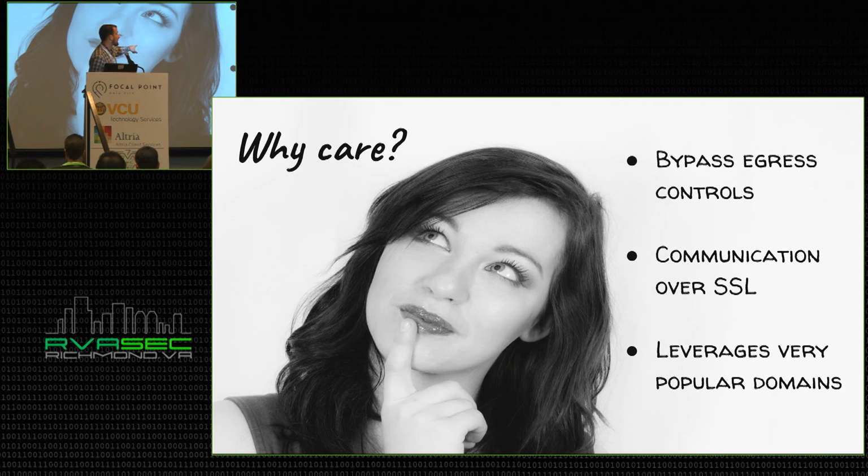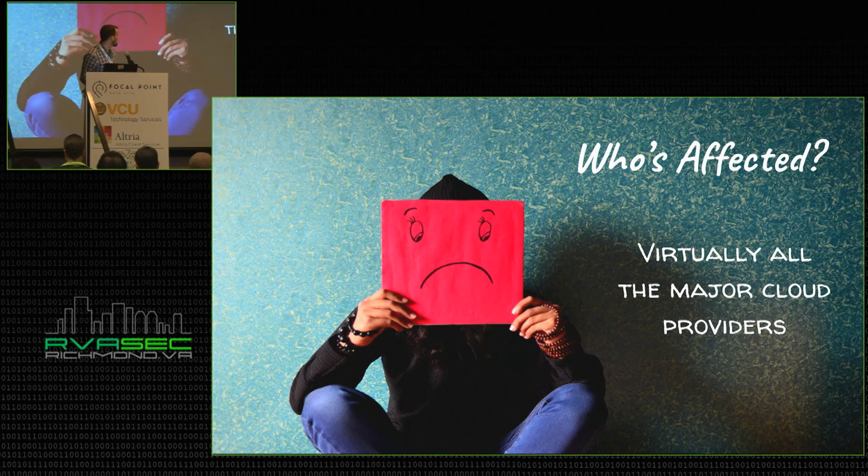But the last point is probably the most important one, is that domain fronting tends to use very popular domains that are very common to see in an organization, which I'm going to go into in the next set of slides. But who's affected is basically all of the major cloud providers, because it's just the way that these content delivery networks work. It's an availability feature, not a bug. So it's something that can be abused by attackers for exfiltration, but it also provides greater availability for the internet as a whole. So it's kind of a double-edged sword.